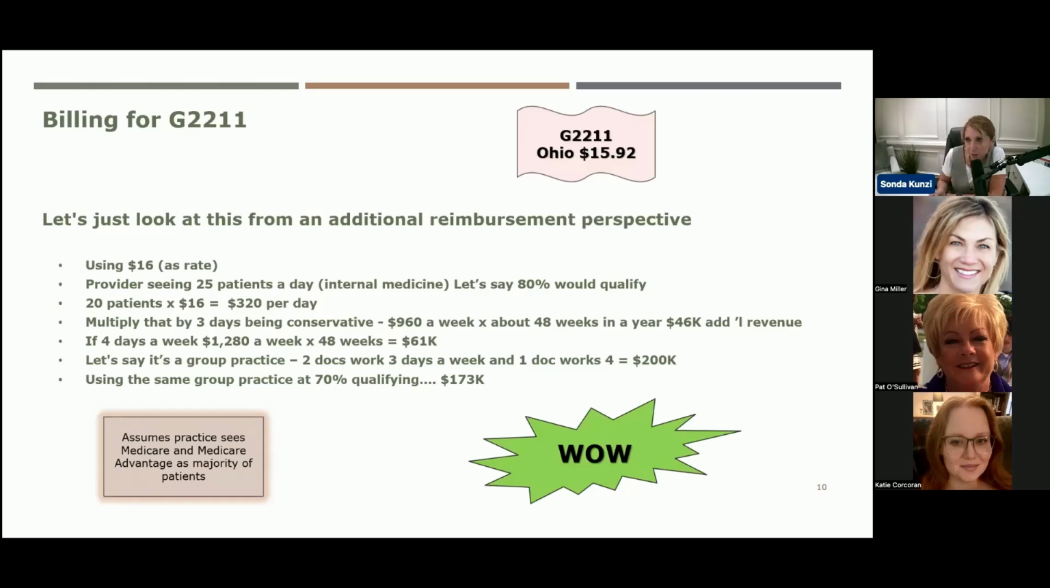I got a question. What about telehealth visits? Yes. And we do have a slide on telehealth because there's an interesting twist. Doesn't make sense, and not for us to debate too much, but yes, if the visit is telehealth, you still are allowed to do the G2211.